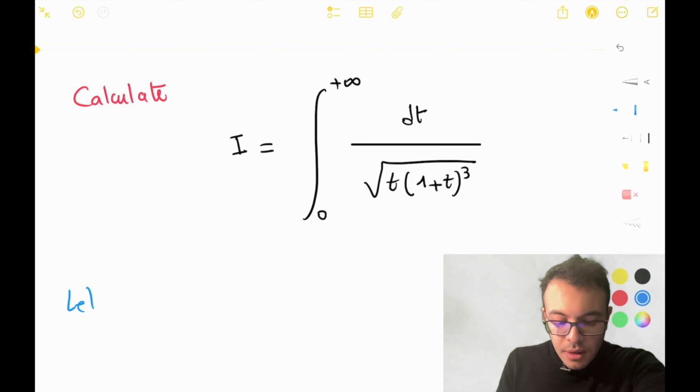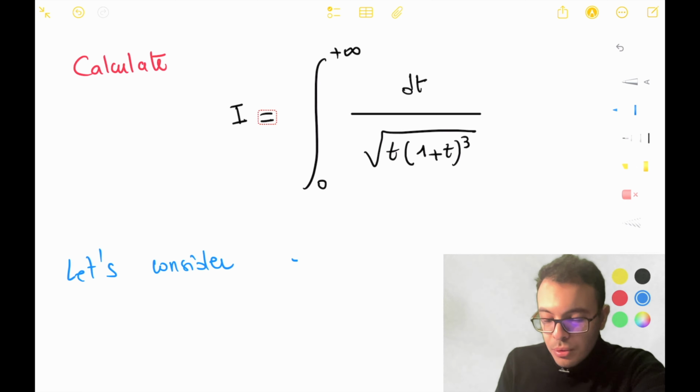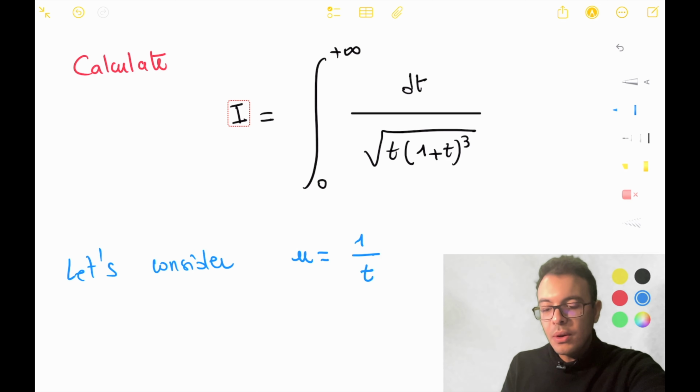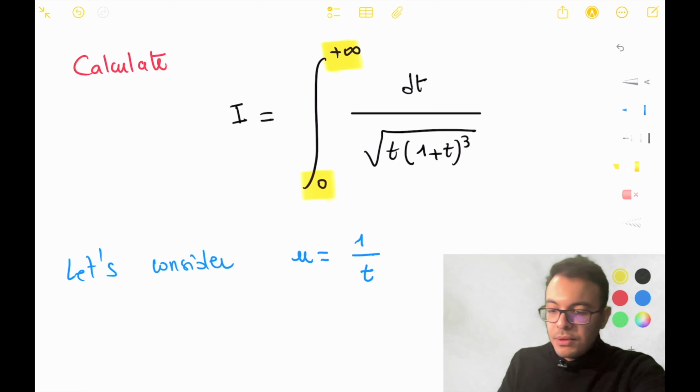So let's consider the new variable u, such that u equals 1 over t. It's a really interesting and effective technique, and this change of variable, this substitution, is a really classical one. So the first thing we're going to do is modify the borders of the integral.